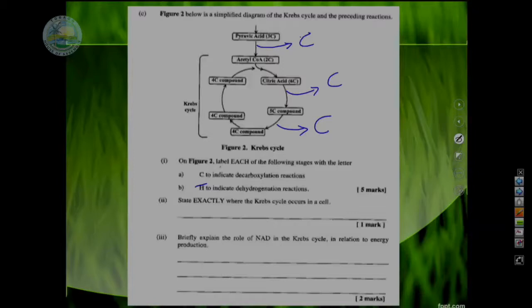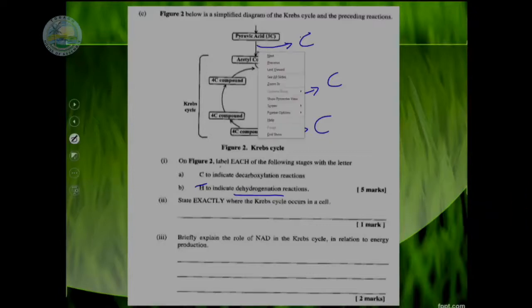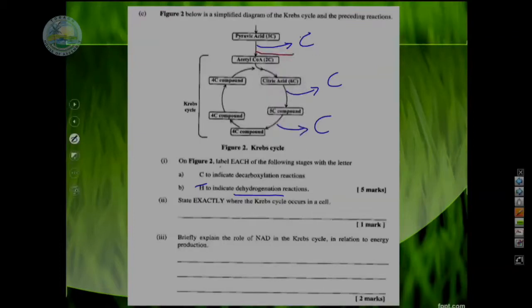And H to indicate dehydrogenation reaction. Dehydrogenation, simply the loss of hydrogen. Let me use a different color. You will have hydrogen coming off here. Of course, you remember NAD is being reduced. So they just tell us to put an H. So I'm just going to put an H. So we have here H to indicate that a hydrogen is coming off.